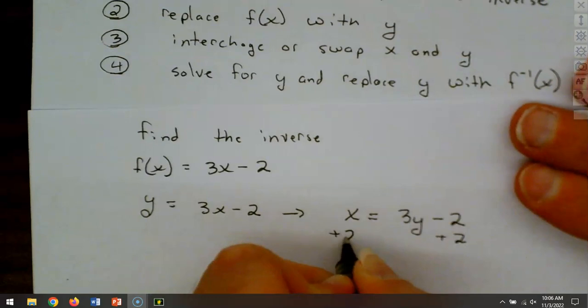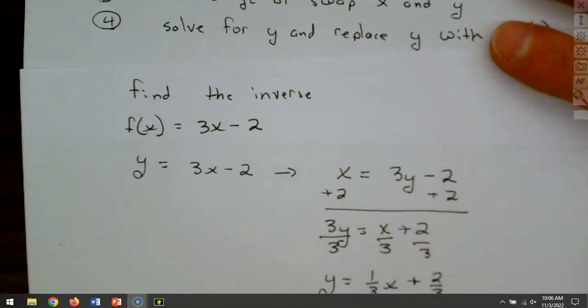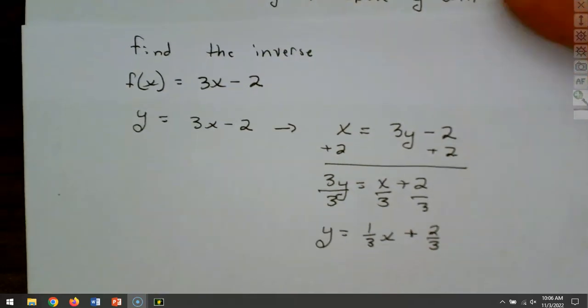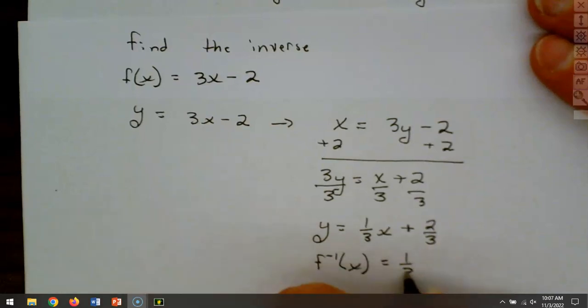So I'm going to add my 2 to each side. So 3y equals x plus 2. We'll divide by our 3. And now we've got y equals 1/3 x plus 2/3. Once you have that, that is now your inverse. So your inverse is f inverse of x, and that's 1/3 x plus 2/3.